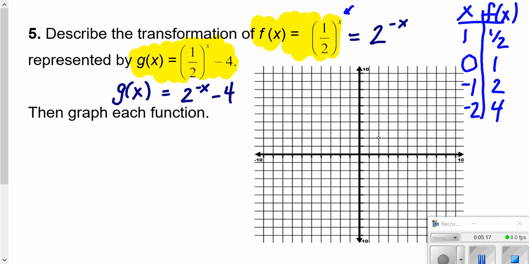So I could think about these points, and I'm just going to plot these in yellow, actually, because this is not my final answer. This is the graph of f. So I've got 0, 1, 1, 1/2, -1, 2, -2, 4. I'd also have -3, 8 if you want to just know that, okay? So this is my graph of f.